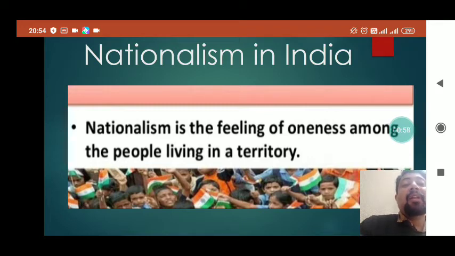Now after that, people came together and they revolted or resisted the British Empire, and finally they became united, and this is how the Britishers moved away from our country. So let us discuss more in this particular chapter.